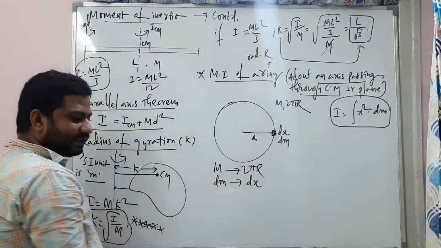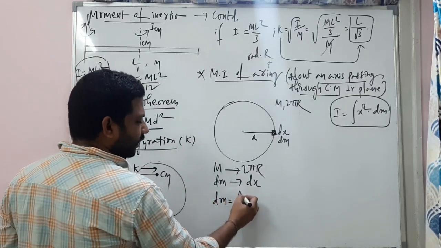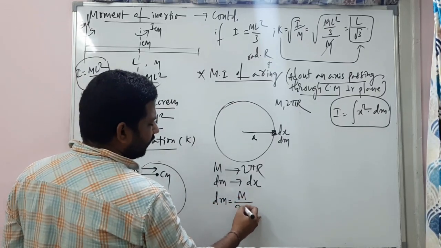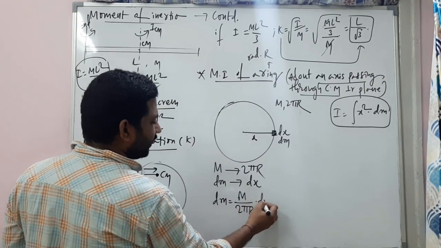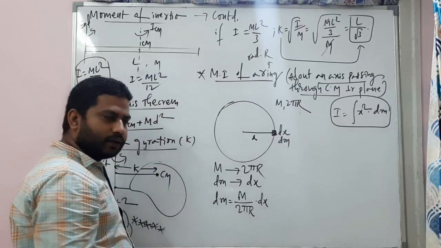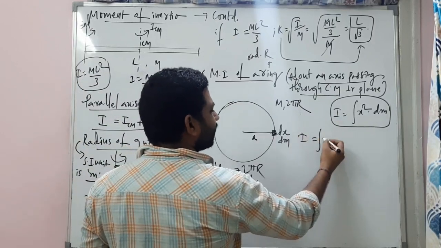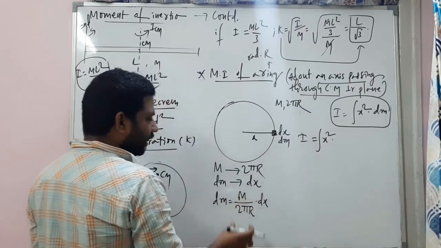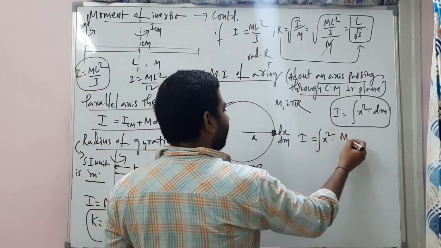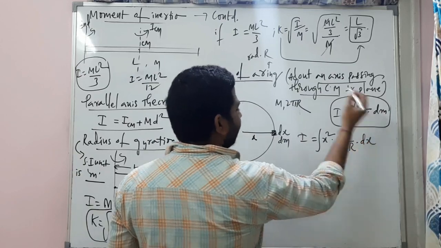So from here, what do you get? dm comes out as what? Capital M by 2 pi r into dx. So we can substitute this, right? Yes, 100%. I is equal to integral x square into dm. dm is capital M by 2 pi r into dx.